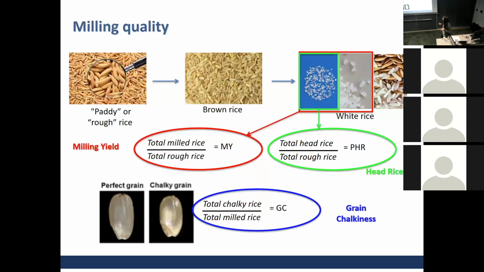amount of rice. And then chalkiness is the third component, which is measured as total chalky rice over the total milled rice. And a grain is considered chalky when the chalky area is more than 50% of the total grain area.